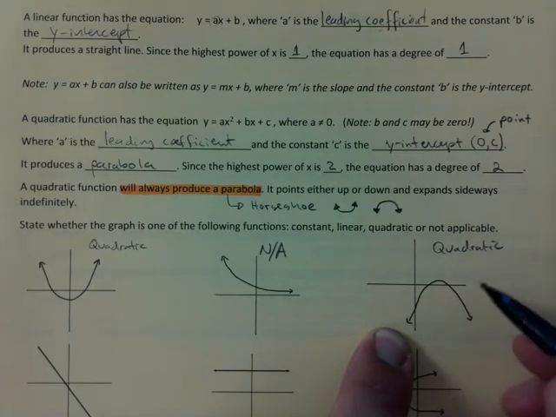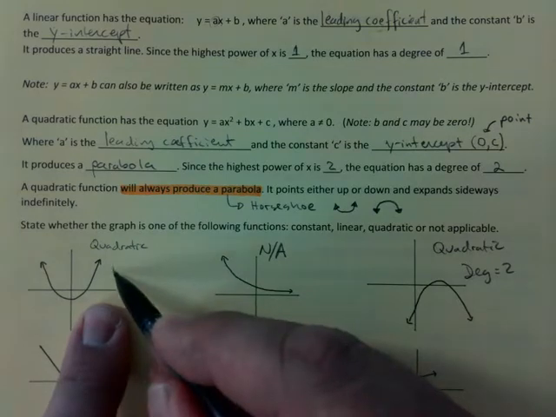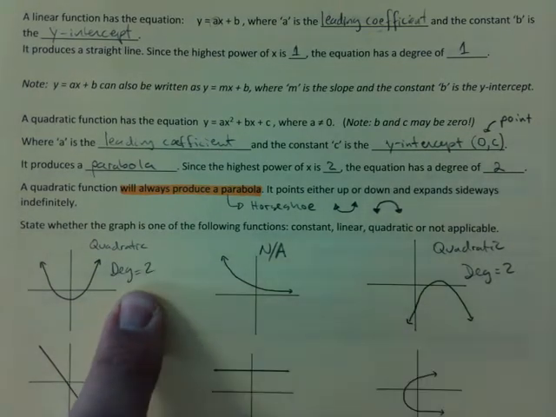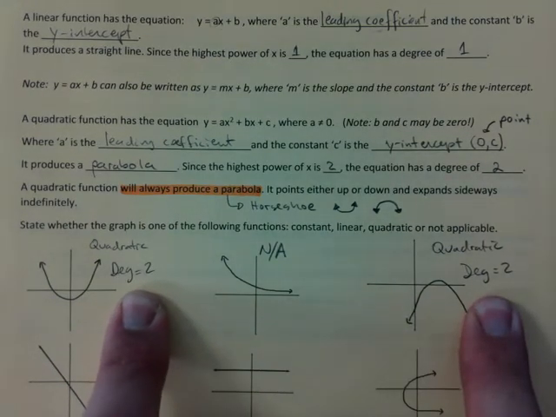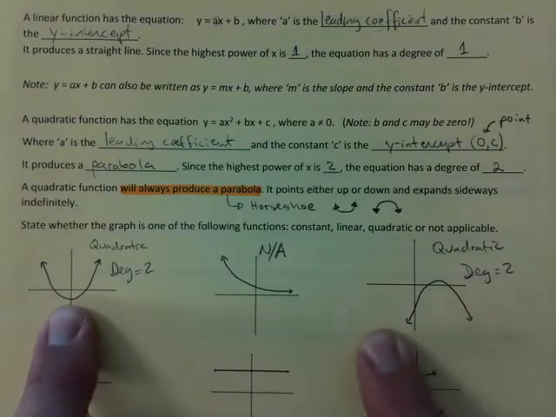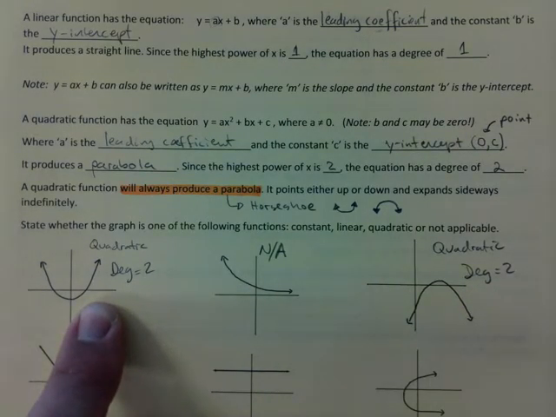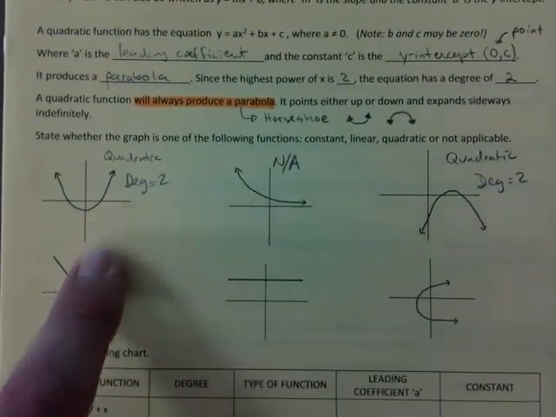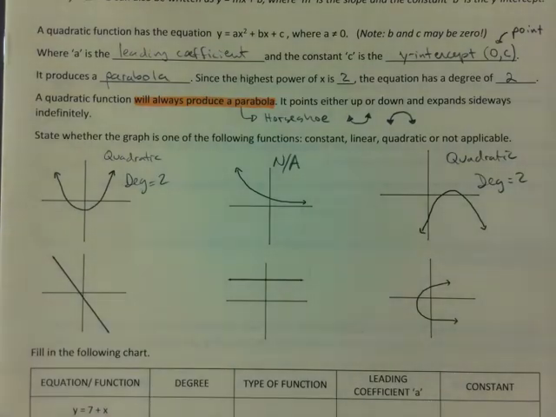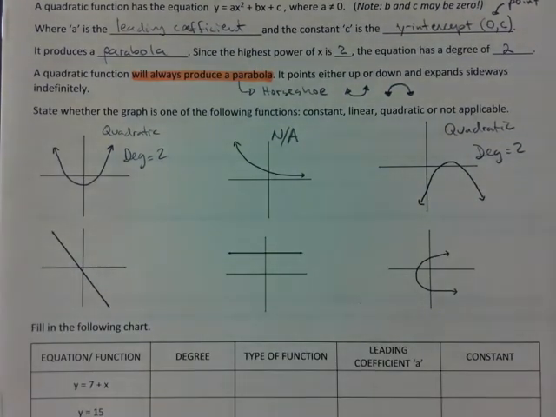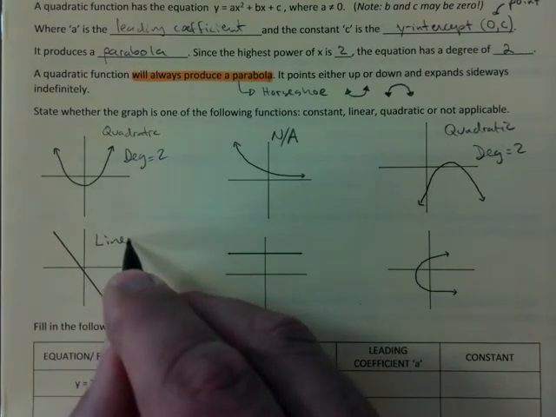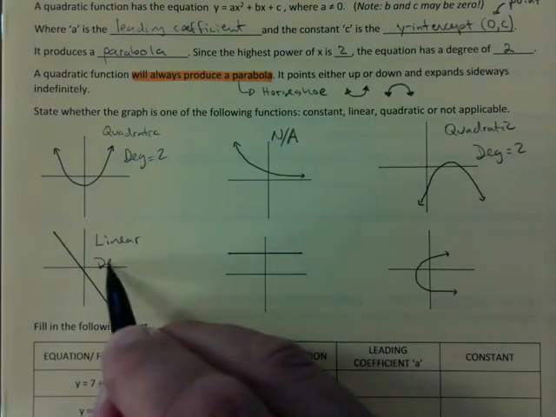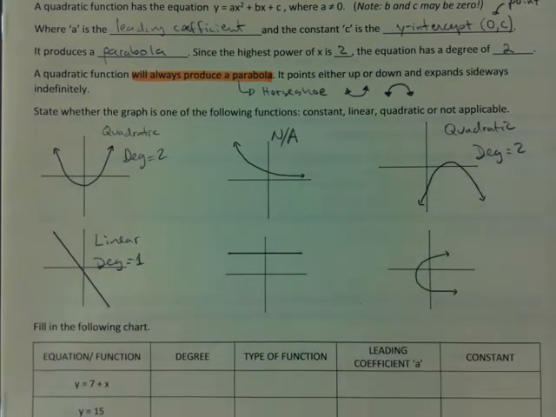It points down. And by the way, the degree would be 2. Same with this one. Degree would be 2. So the quadratics we know definitely by looking at the graph, that shape you should recognize as a quadratic, which means that the highest power of x of the resulting equation would be 2. This is your linear. The degree obviously is 1.